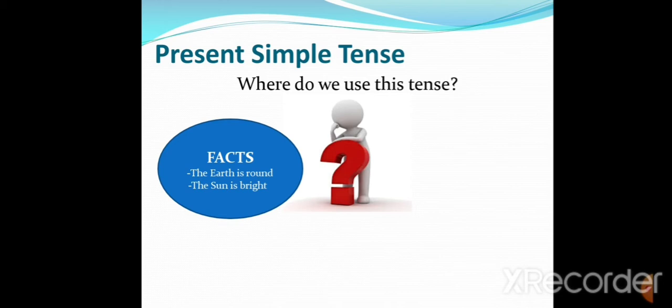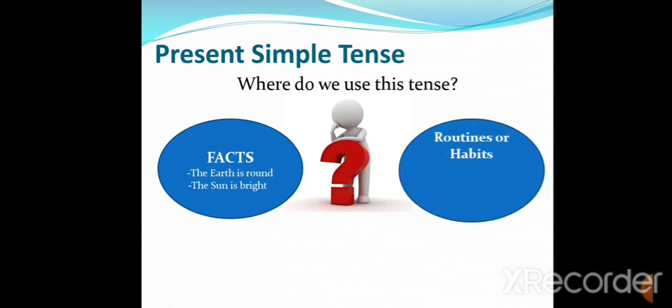Next, we use present simple tense for routines or habits. So, for instance, you could say, I play cricket every Sunday, which is a habit or routine, something which you do every Sunday. Similarly, when we say, he eats banana every morning, this is also a routine, something he does every morning. So, here we use the present simple tense only.